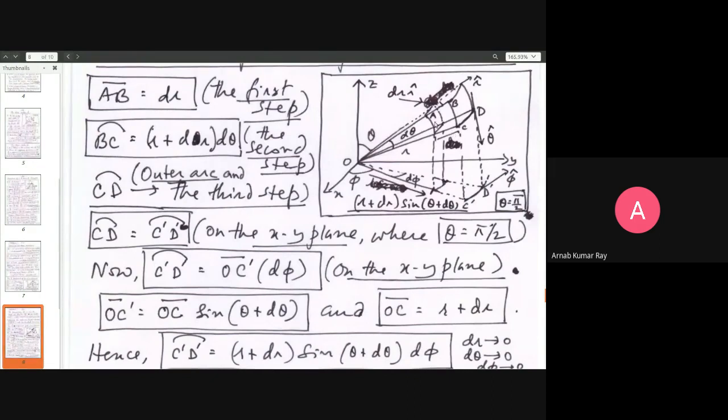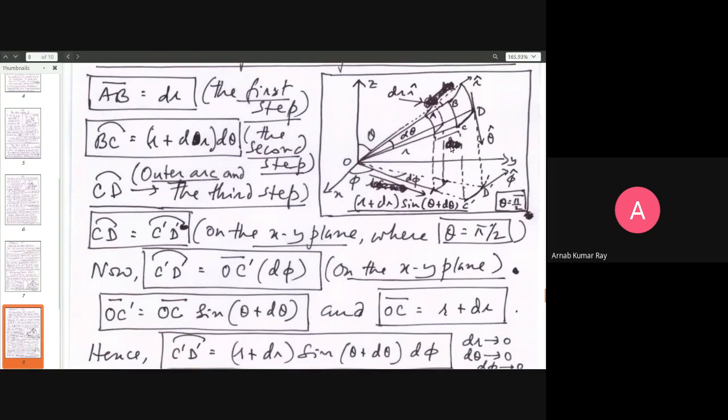So as I've written over here, AB dr is the first step. BC is an arc length. AB is incidentally a line element, whereas BC along this curved path is an arc length, but it's the second step. So BC, we have just now argued, is R dr, R plus dr d theta. And then the outer arc will be C to D, and that's the third step. Okay, so how do we calculate C to D?